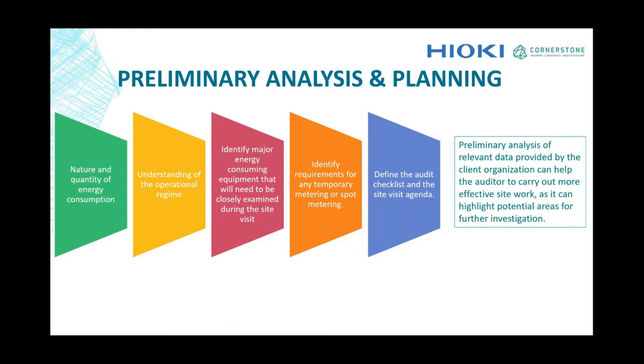Next would be looking at what the major energy consuming equipment are. Do you have an HVAC system? Do you have boilers in the building? Do you have pumps that are running full time throughout the working hours? All those need to be looked into. Then, identifying the requirements for any temporary metering or spot measurements. We would need to see specifically what meters are available in the building, and if not, what we need to add. That would also be taken into this whole planning exercise.